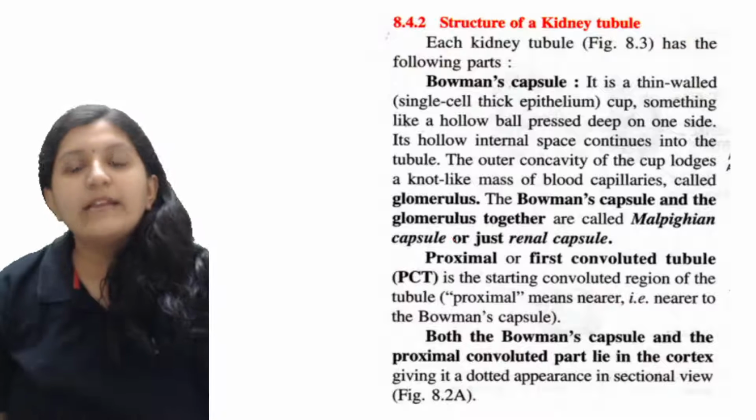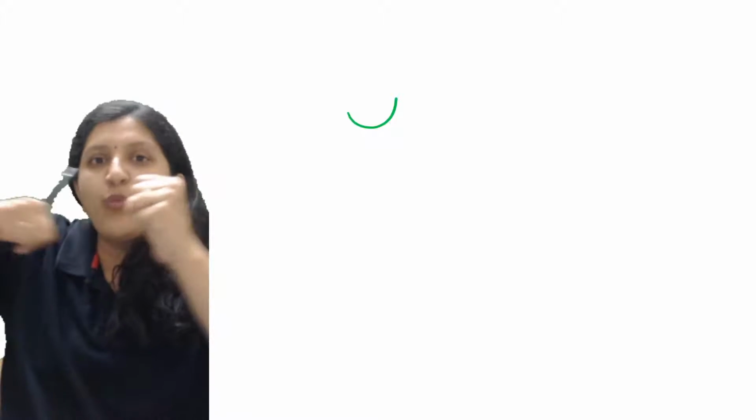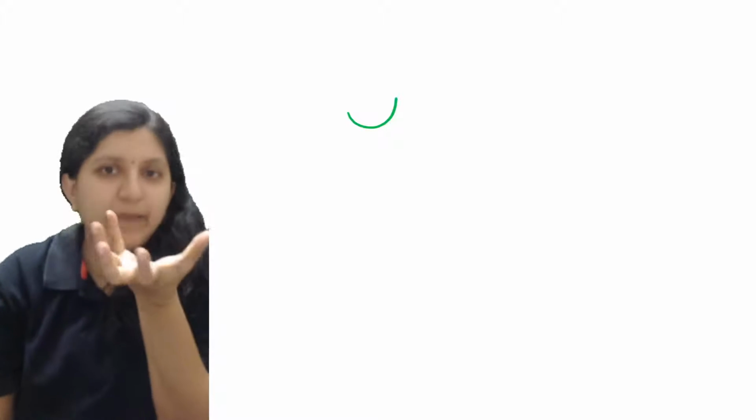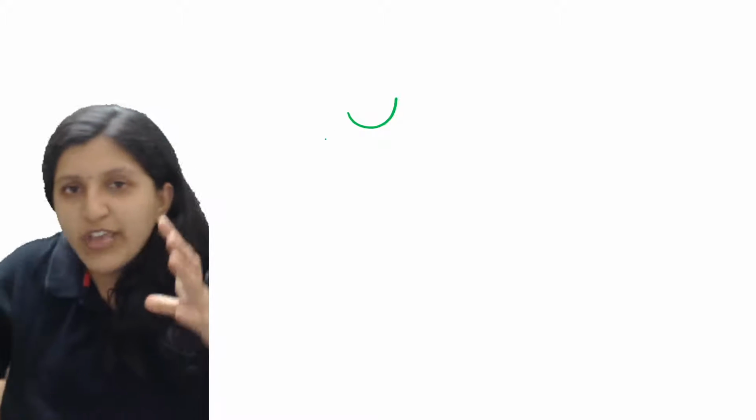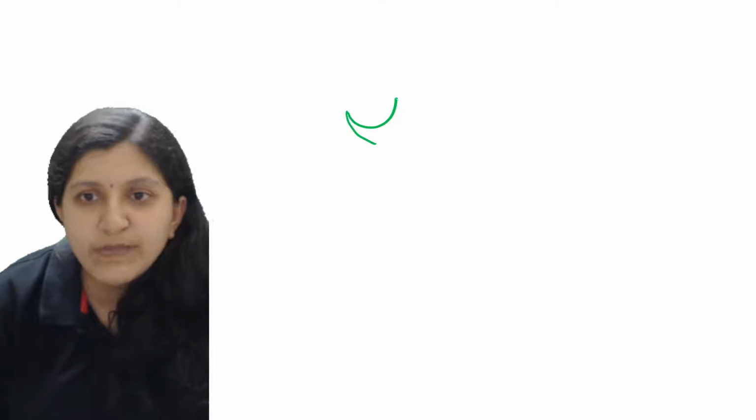Let me draw the arrangement here. Let's say this is a Bowman's capsule. It is just like a ball which is pressed on one side, so you can see it as cup-like. If a ball is pressed from one side, you basically see a cup-shaped structure. This cup-shaped structure continues below as the tubule. So you can find there is a tubule as such.